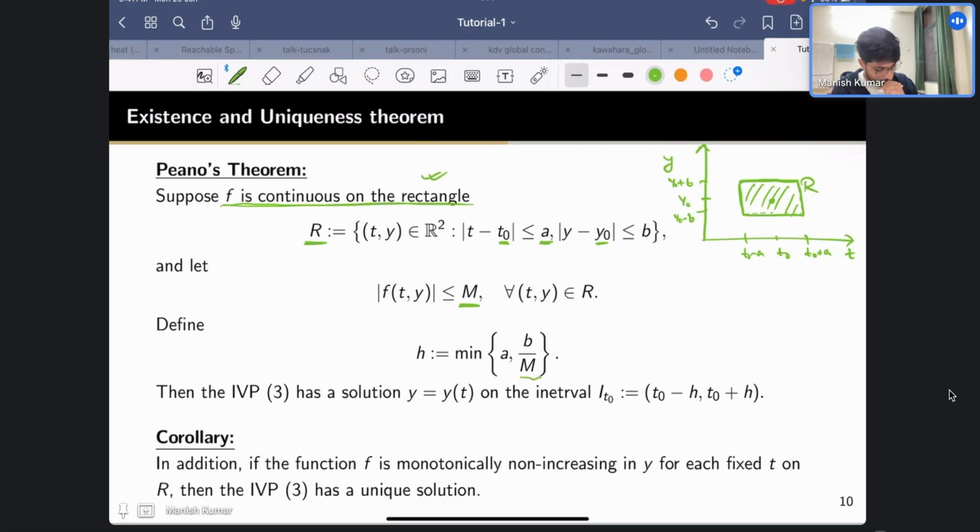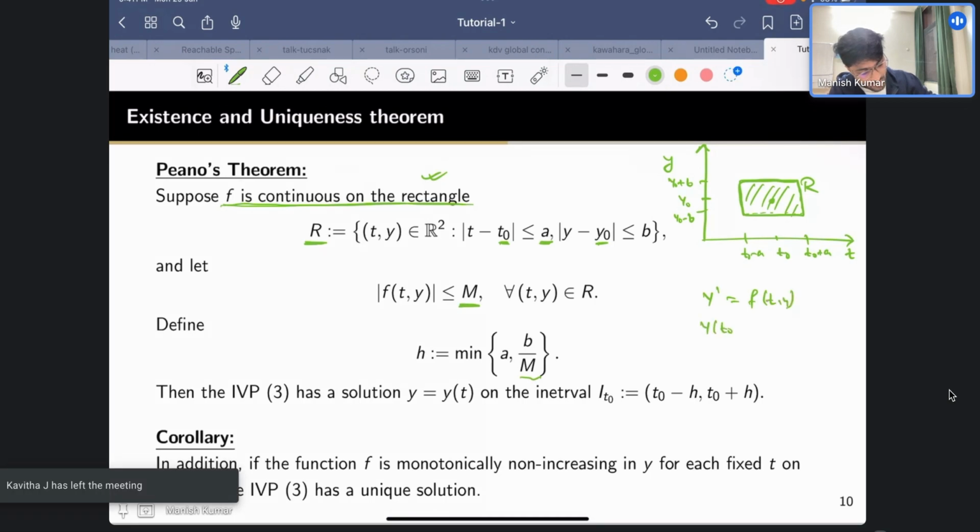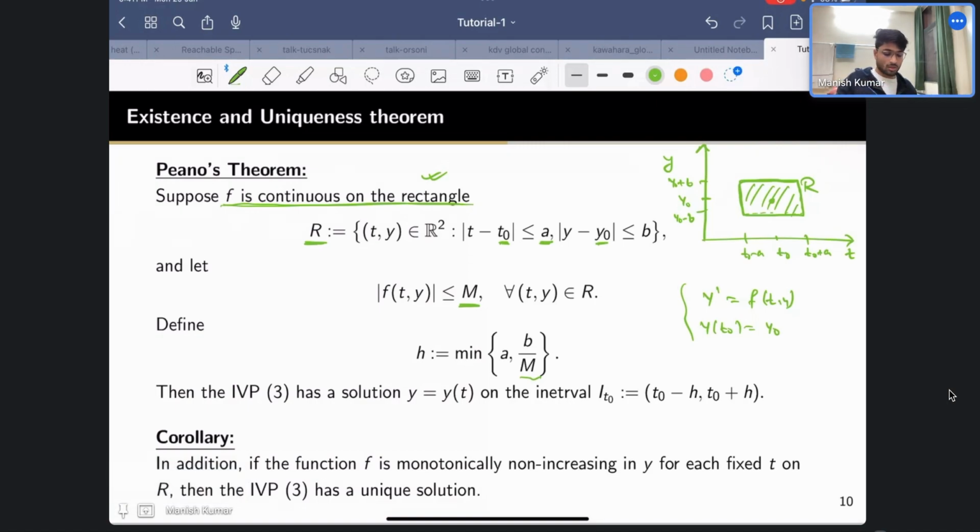Then the IVP, which is y prime equal to f(t, y) with y at t0 equal to y0, will admit a solution. And what will be the interval of existence of the solution? It will be this neighborhood of t naught with size 2h, where h is this quantity. So h will be either equal to a or something less than that. In this interval, the solution will exist.